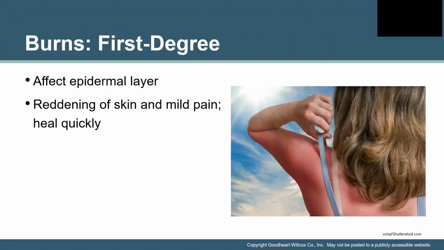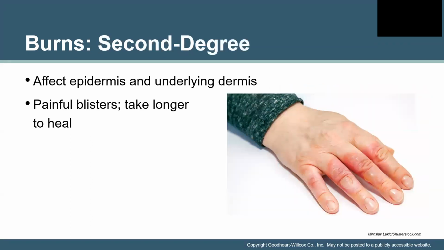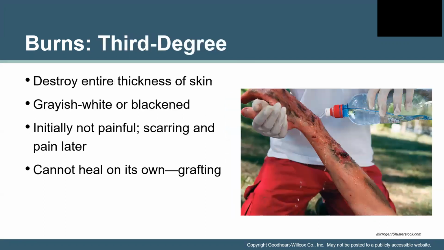Now, burns. A first-degree burn, we've likely all had one. This affects the outermost layer of the epidermis, and what layer of the skin it hits will determine the degree of the burn. Sunburn is a first-degree burn: reddening of the skin, mild pain, and it goes away by itself. When we have a second-degree burn, we affect not only the epidermis but also the dermis, and you'll get a blister, which will take longer to heal.